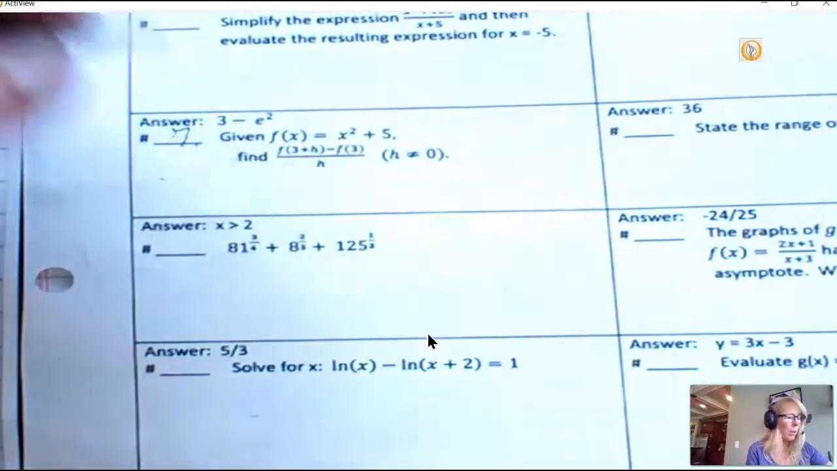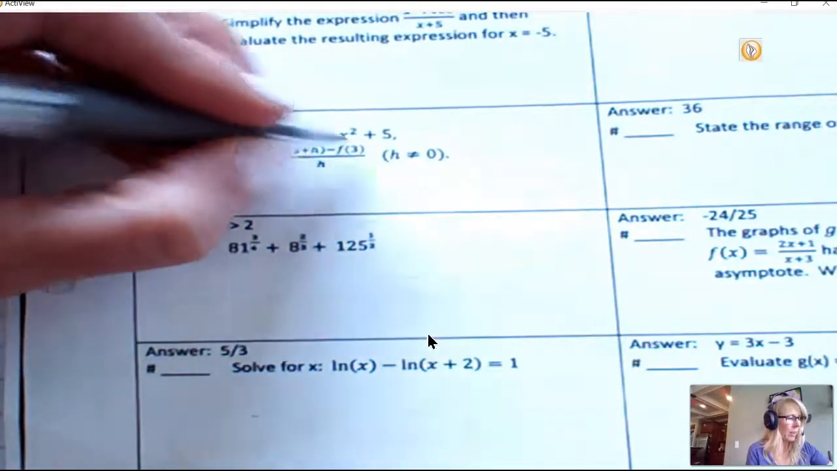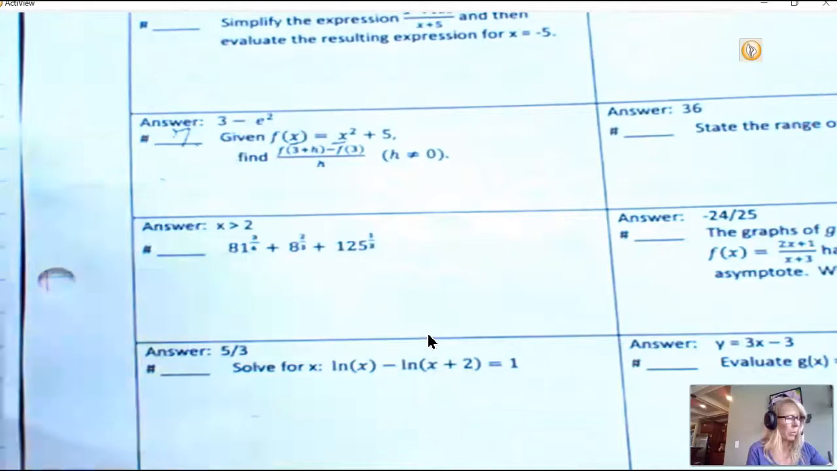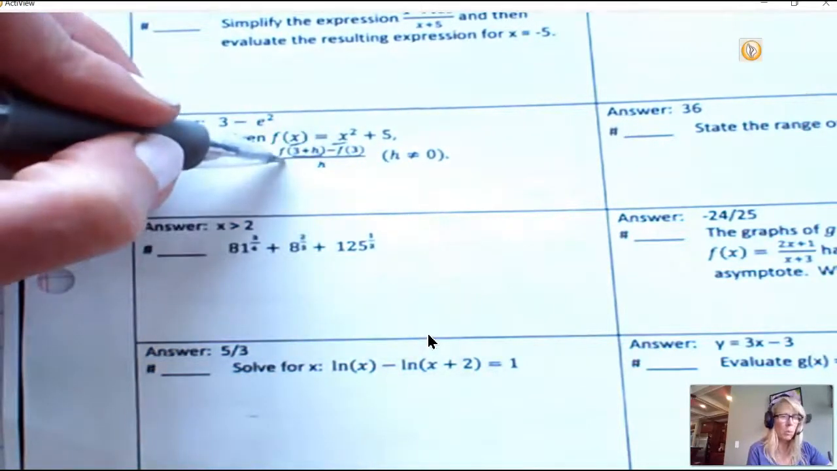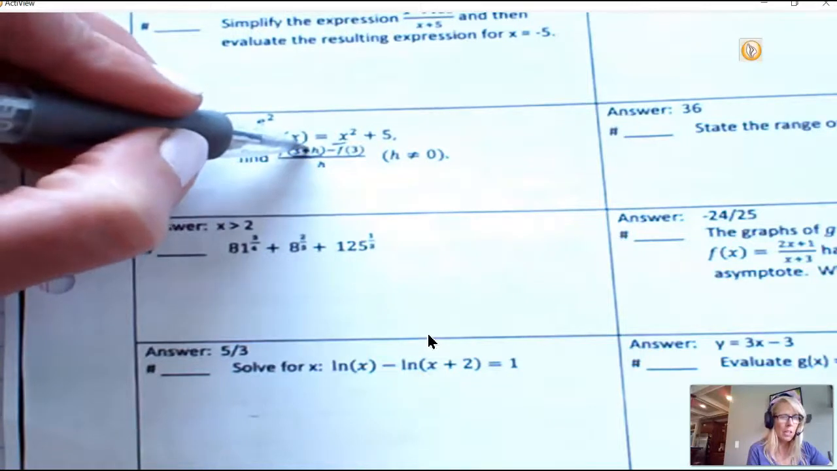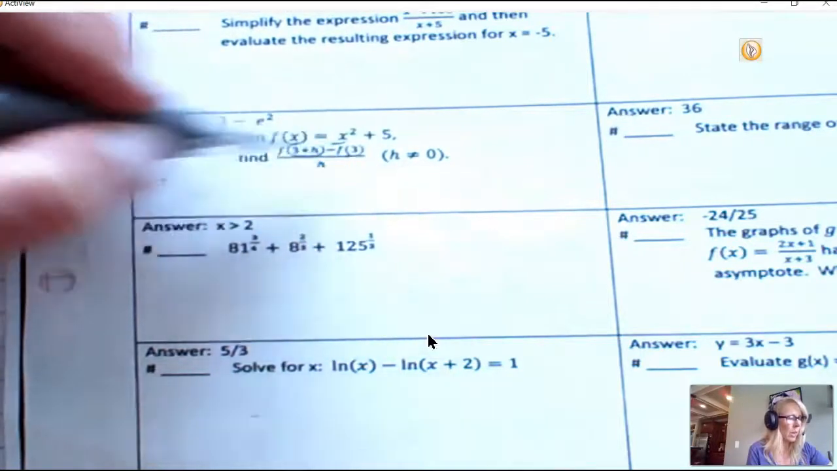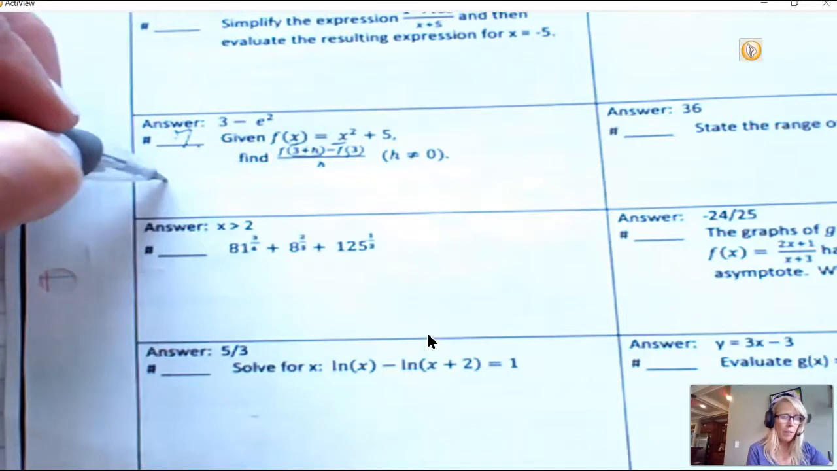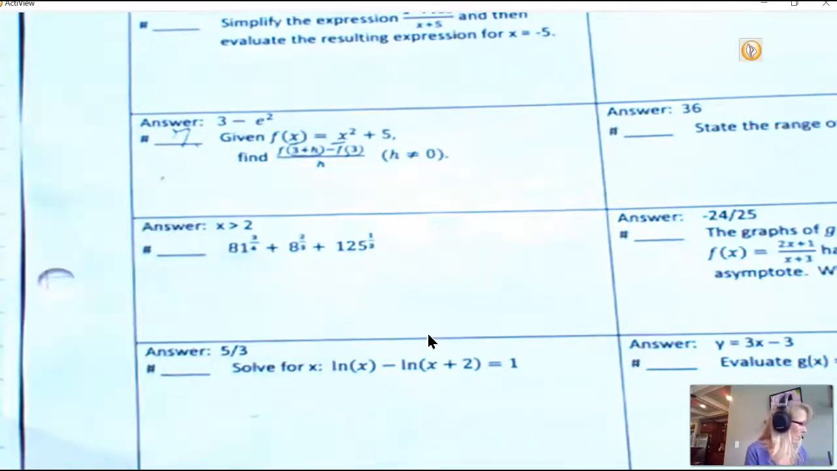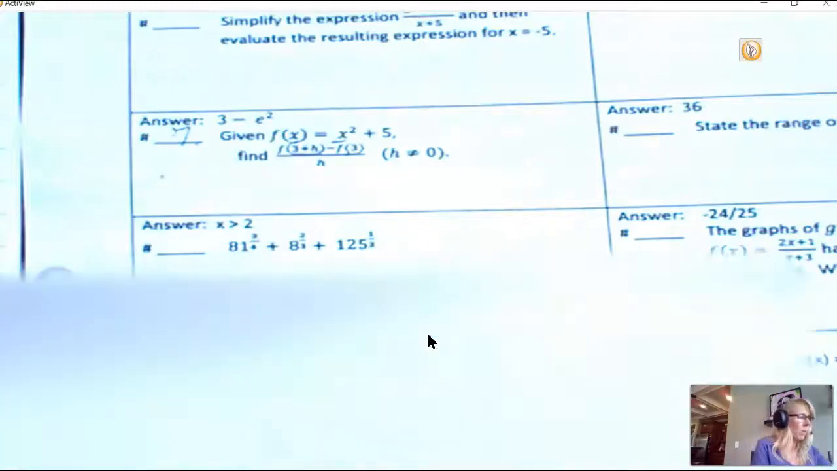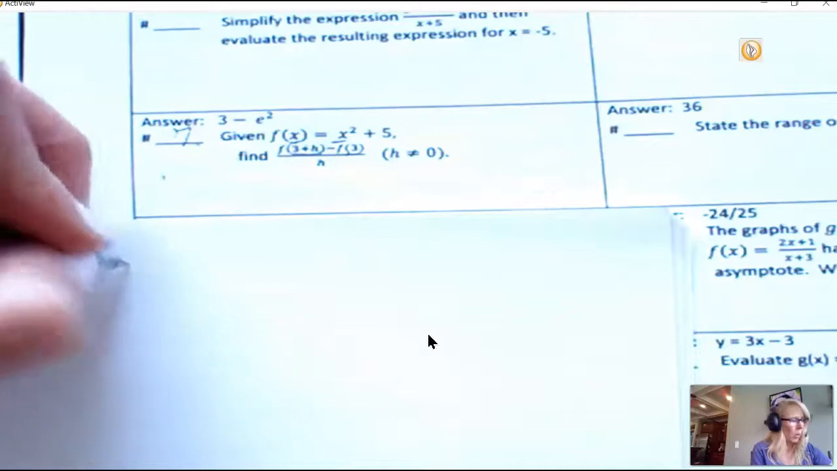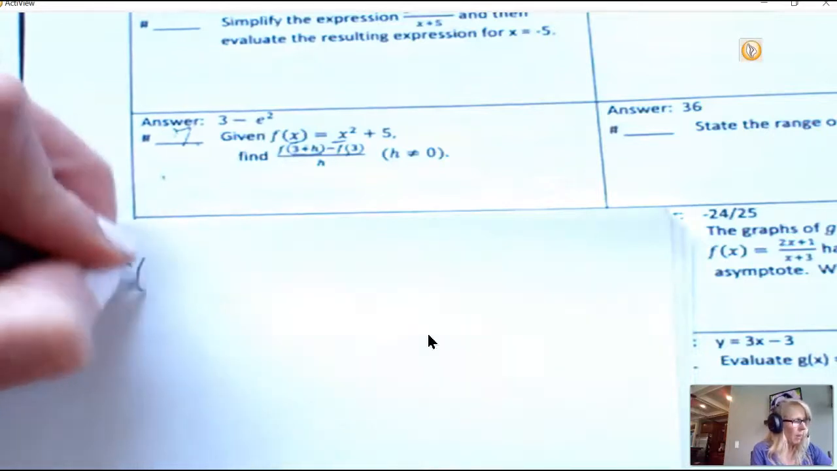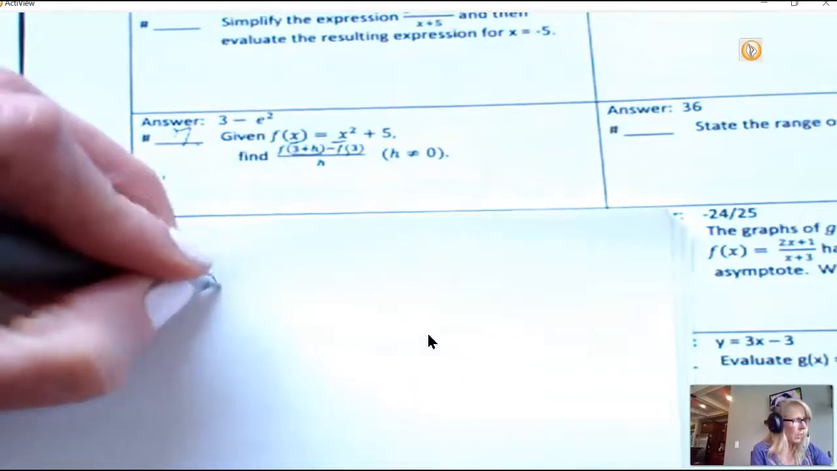So anywhere I see an x value, I simply will plug in whatever I've got in those parentheses. So I've got 2 sets of parentheses. I've got 3 plus h, and I've got just plain old 3. We'll start out by finding f of 3 plus h. And again, I'm going to bring up my whiteboard here. Okay. So f of 3 plus h.